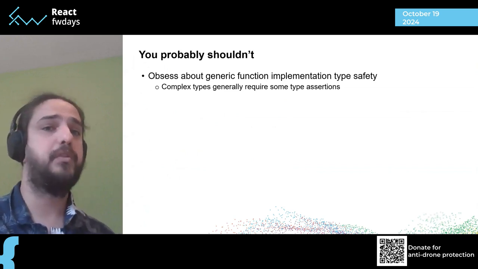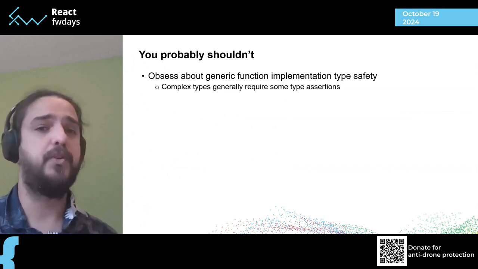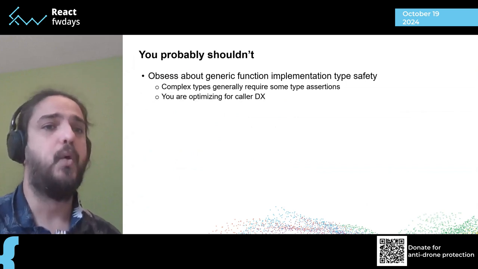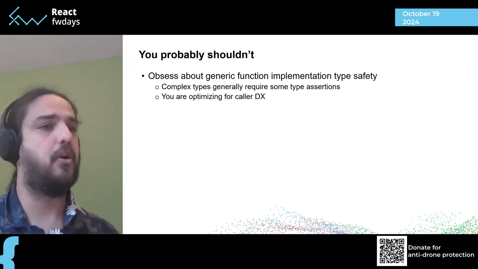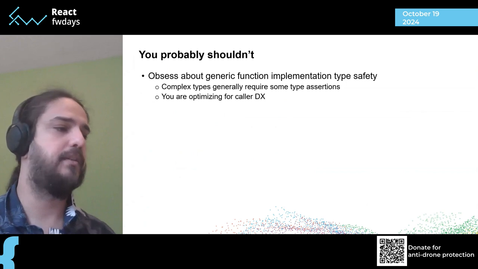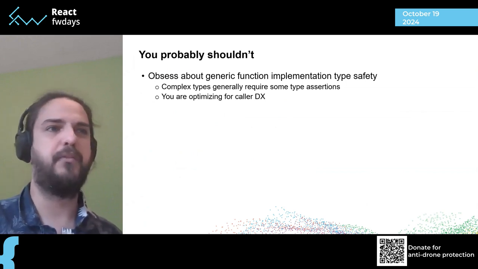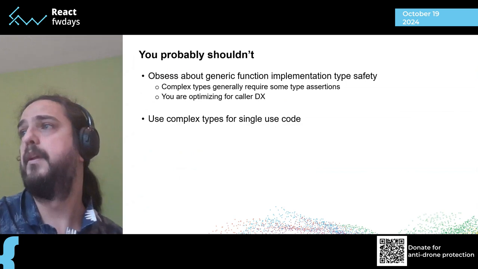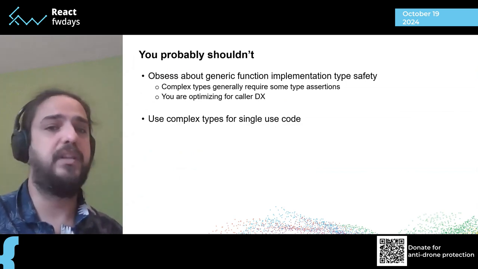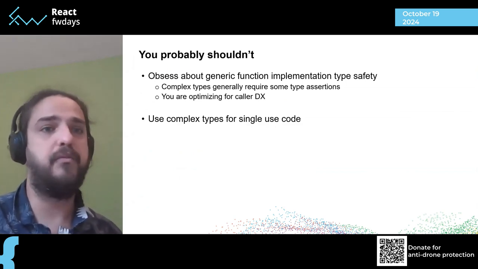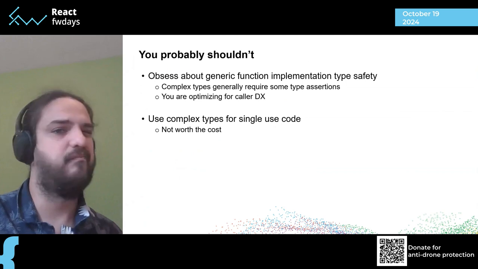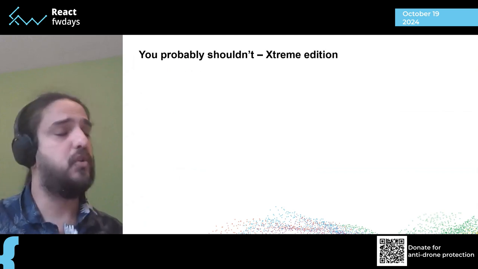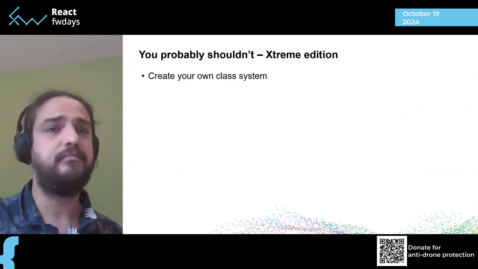Complex types and complex generic functions will probably require some assertions in their implementation. What you're optimizing for is the caller developer experience. That is why I said that it's important for these to be functions that are called multiple times for it to actually be worth it. If you're using these for a function that is going to be invoked once or twice, it's probably not worth the cost.